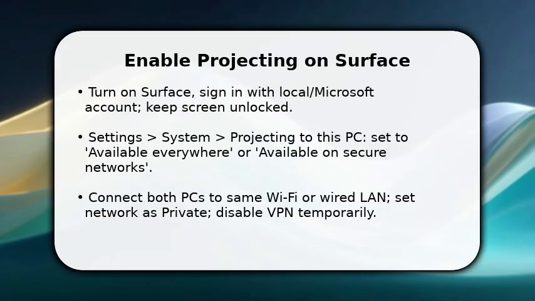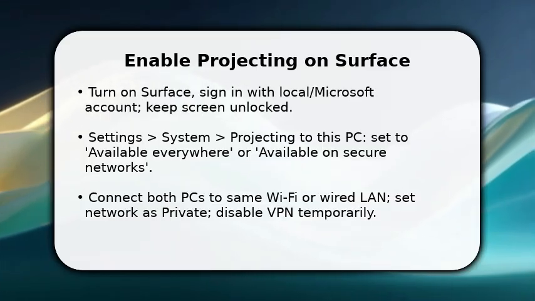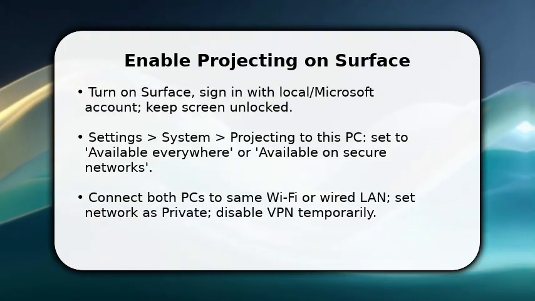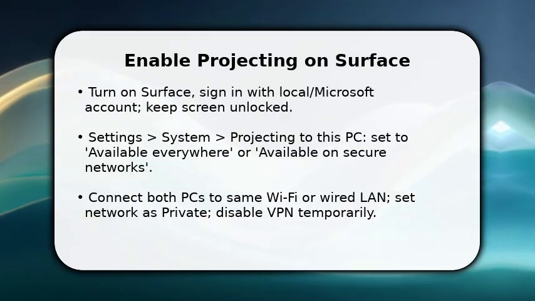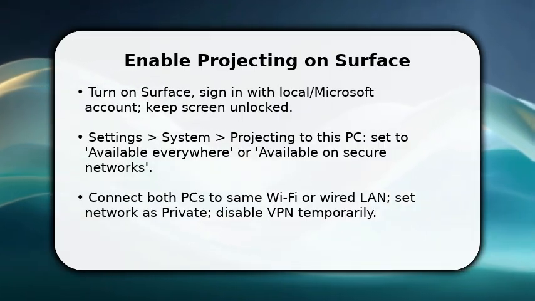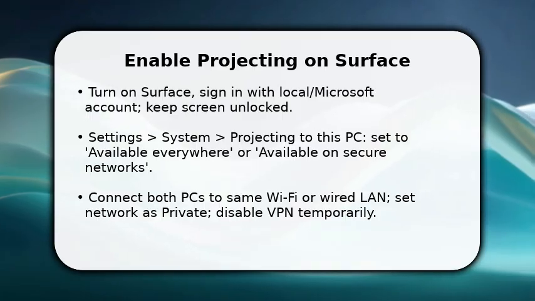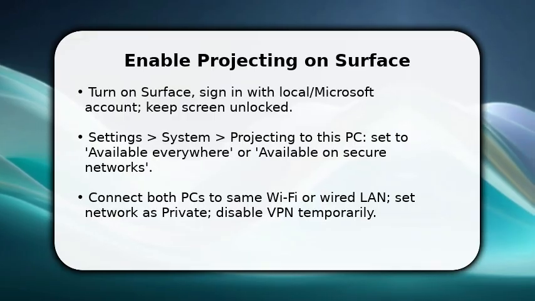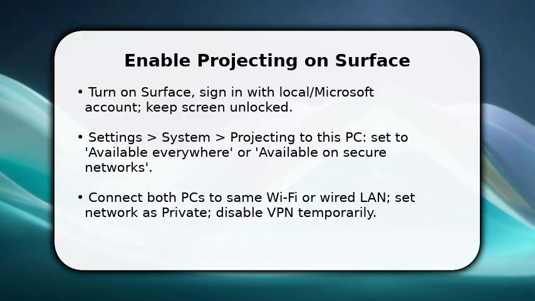Enjoy the video. You start on the Surface. Open Settings, go to System and enable projecting to this PC so it accepts incoming displays. Make sure the Surface is awake and signed in, as projection won't connect to a locked session. Once done, confirm both machines share the same private network and that any VPN or strict firewall is off.